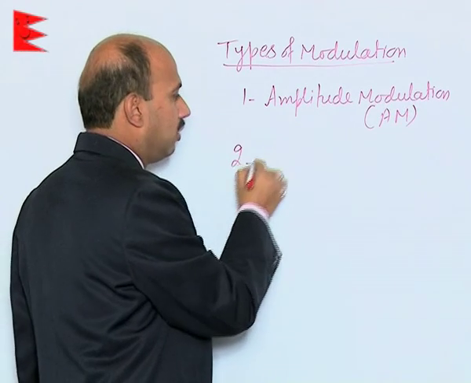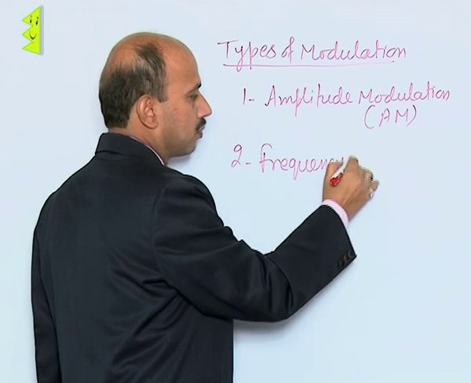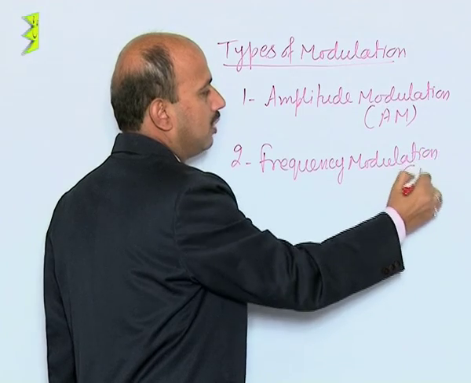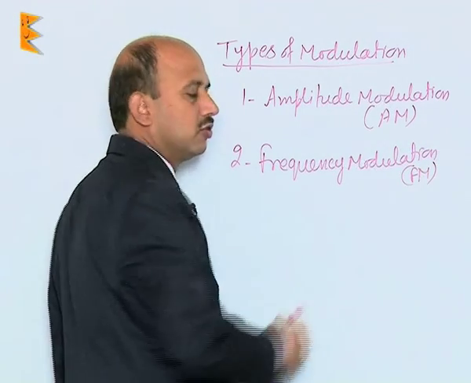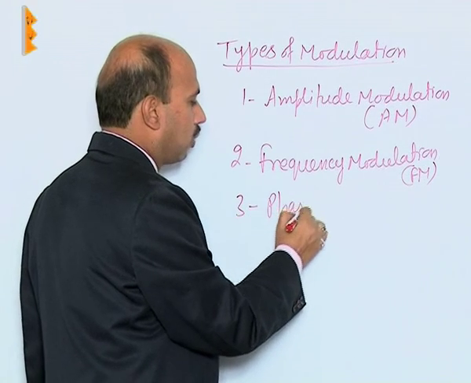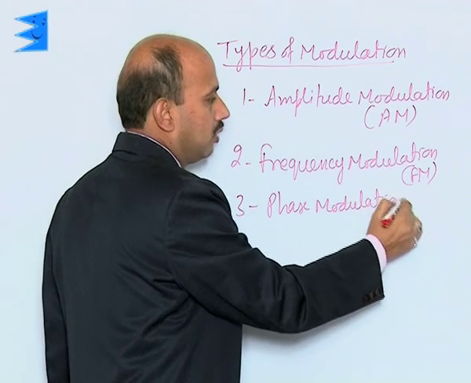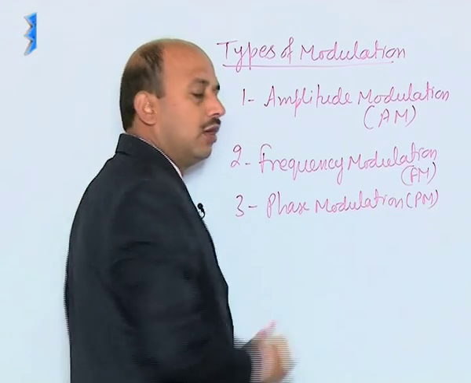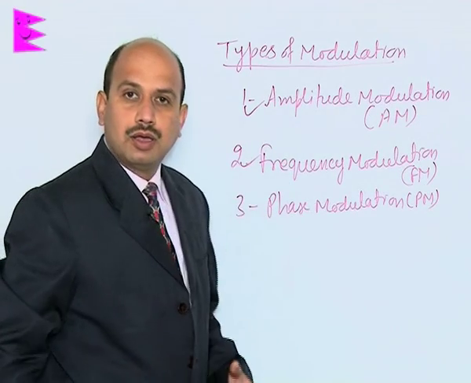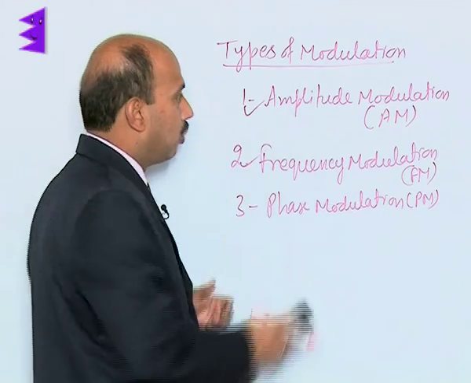The second one is known as frequency modulation, and frequency modulation is known as FM in short. And the third one we can use is phase modulation, that is PM. Now we will be discussing these three types of modulation separately, and you have to do these with the help of diagrams also.